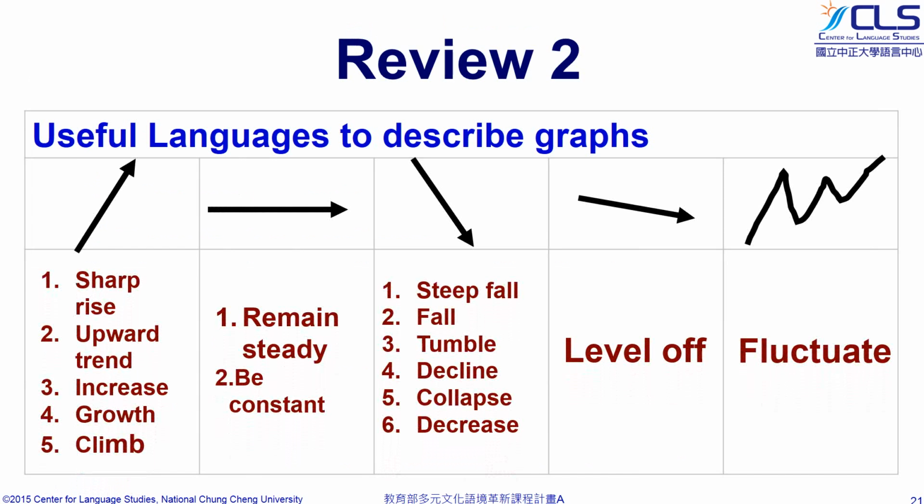Here is a quick review of useful language to describe graphs. To describe the rise in number, we could use sharp rise, upward trend, increase, growth, and climb. To describe similar conditions, we could use remain steady or be constant. To describe decrease, we could use steep fall, tumble, decline, and collapse. To describe the trend stops going up or down and remains at the same level, we could use level off. However, we could use fluctuate to describe ups and downs of a trend.